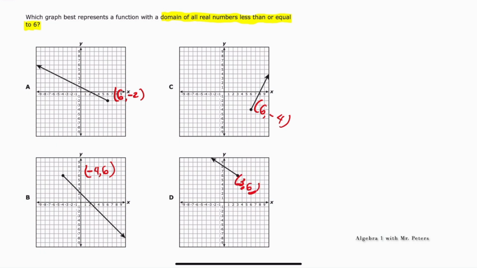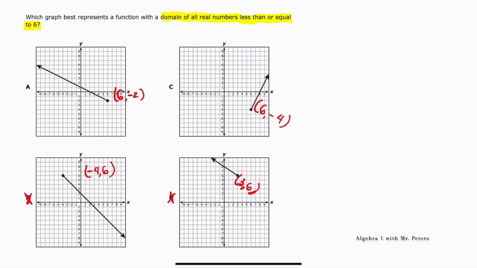Now understand, when we're talking about domain, we're talking about the x value. So our x coordinate should be 6. And if it's not, we could eliminate that answer choice. So answer choice D is incorrect because our x value is 3. And the same thing with answer choice B. Our x value is -4. So now if we're looking for x values that are smaller than 6, we're now looking at A and B.